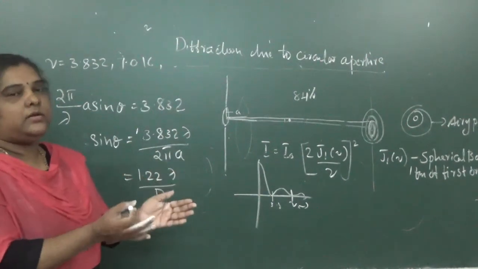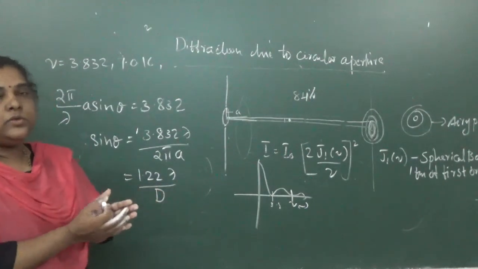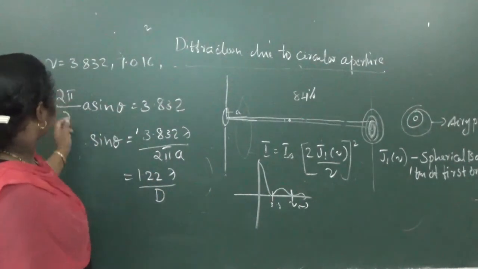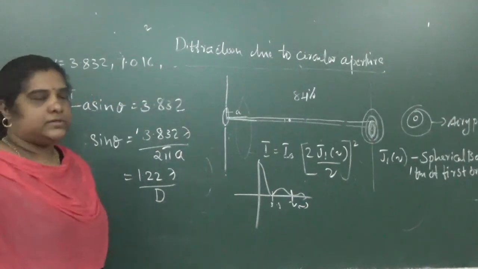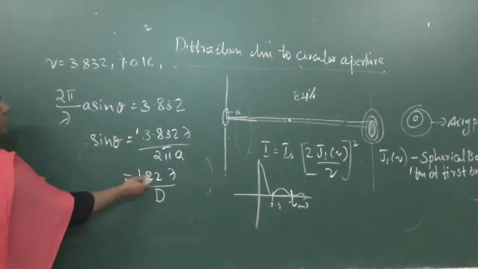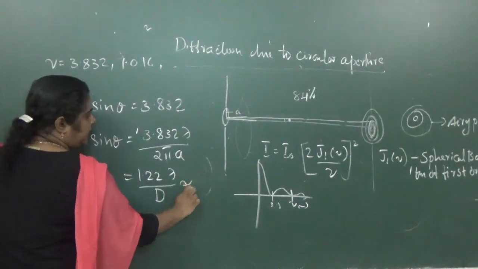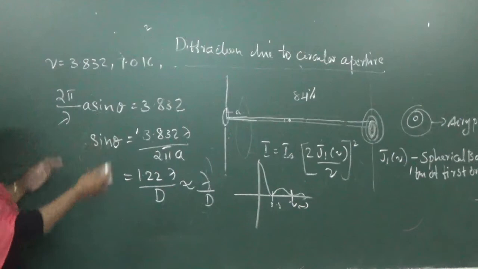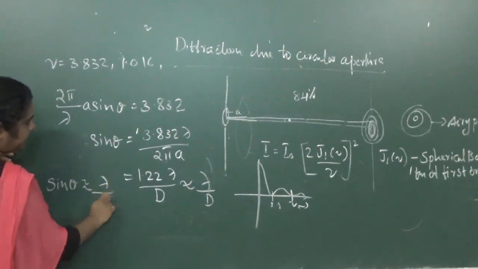Dark ring concentrates 84% of the intensity, or 80% of the energy, within that. Okay, so for the next dark ring, you put 2 pi by lambda times sin theta equal to 0.016. So actually I can say 1.22 is almost equal to 1. So in general it is lambda by d. So sin theta is the angular divergence. Okay, so in the last class we got sin theta is equal to lambda by b.